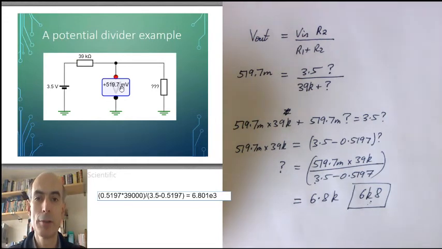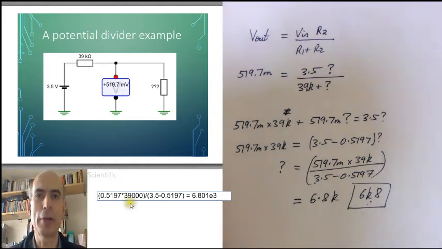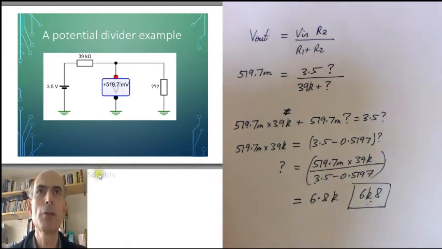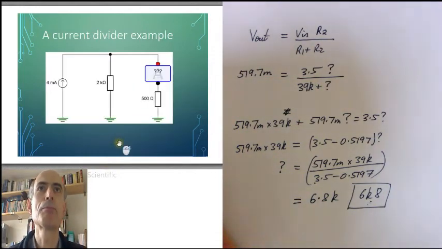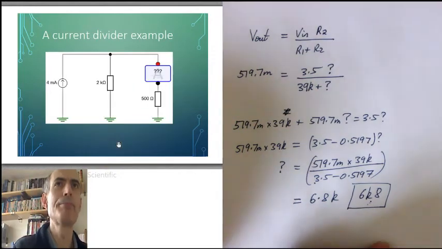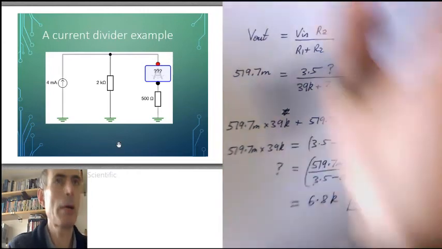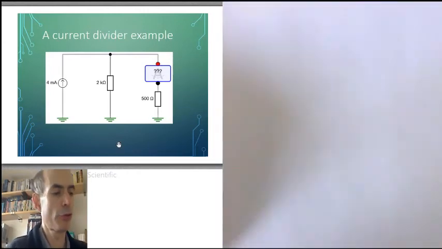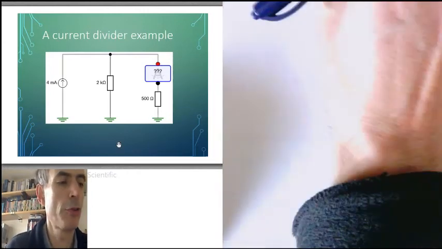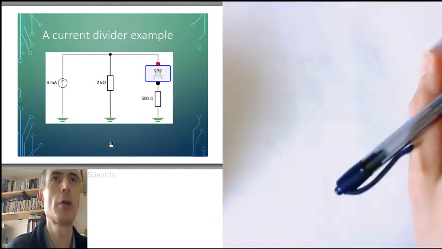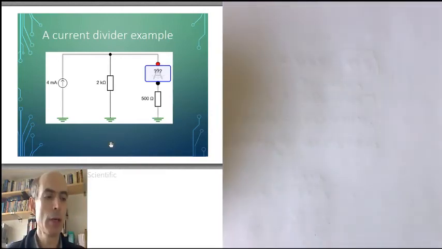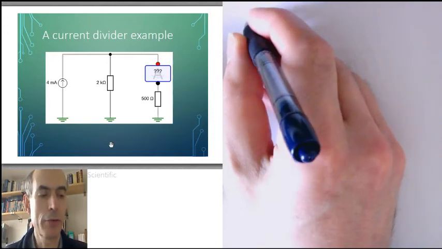Right, so that's an example of a potential divider problem. Let's have a look at a current divider problem. Here. Now this is perhaps a more straightforward one because you're told the values of both of the resistors. All we have to do is work out an unknown current, and we can directly apply the current divider formula to do that.